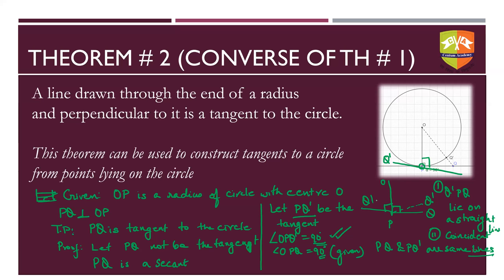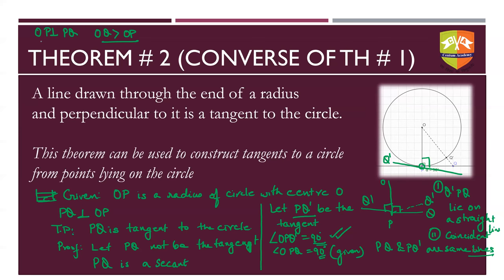You can also prove it through the shortest distance route as well. This is another proof. Since OP is perpendicular to PQ, that means P is the shortest distance. That means for any other point Q, you will get OQ is greater than OP.